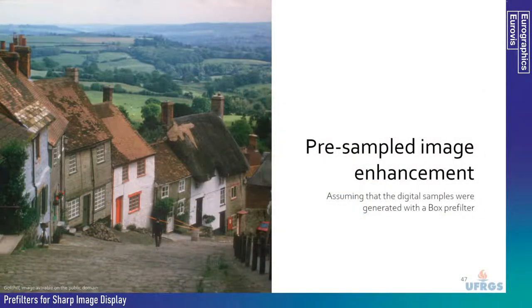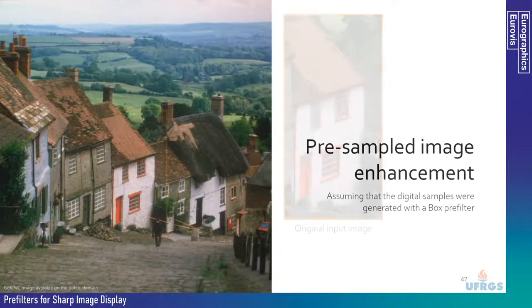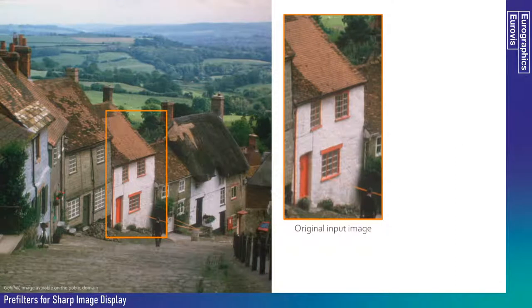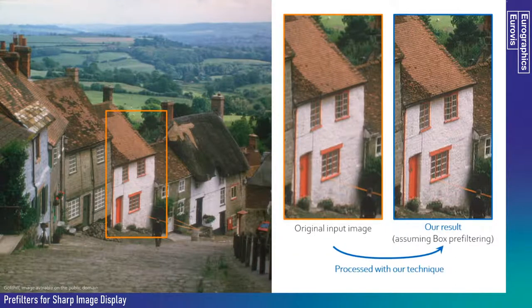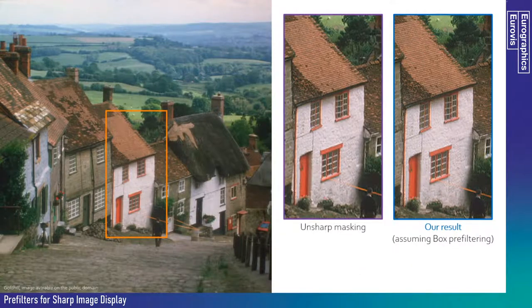We now show an example of enhancing a digital photograph with our technique. For this, we assume that the original samples were obtained using a box pre-filter. Compared to the original input, our technique enhances the detail roughness of the wall and the rooftop. We applied our technique with default parameters and no fine-tuning. In contrast, unsharp masking requires manual tuning to achieve its best result.